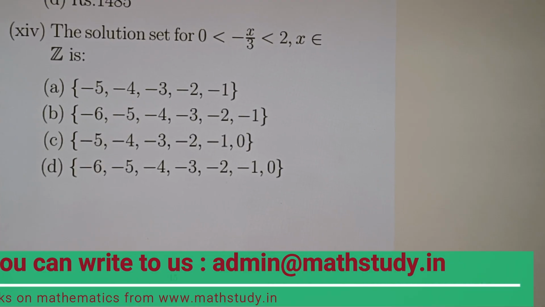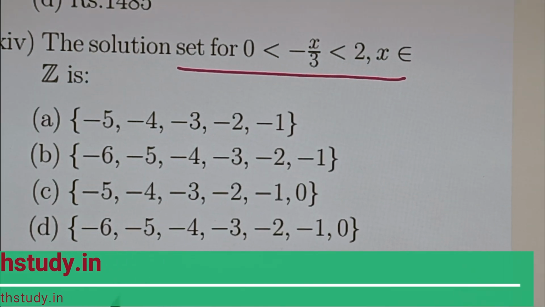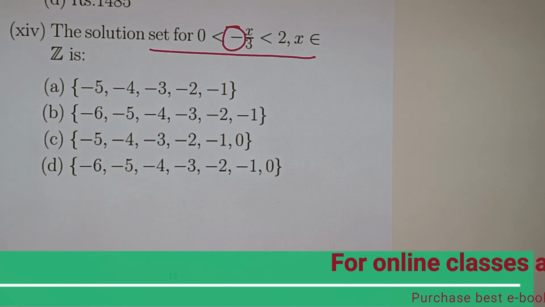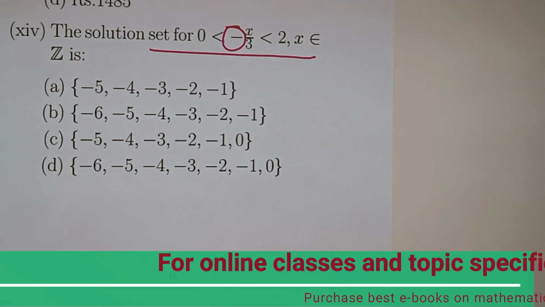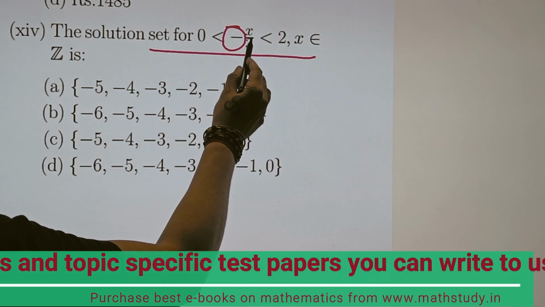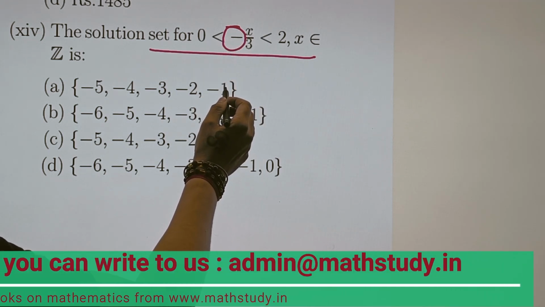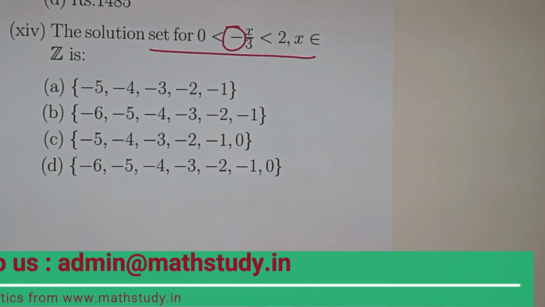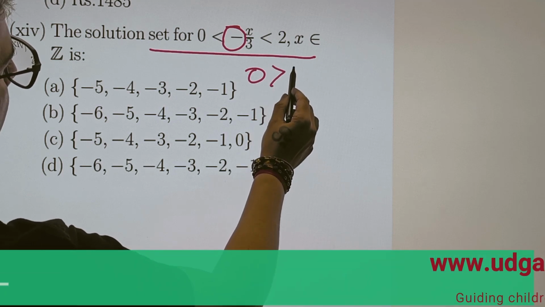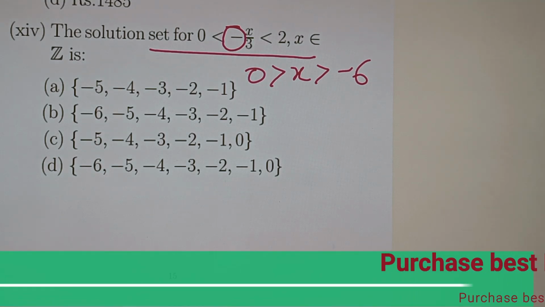So students, this is part 14 of question number first. Here it says the solution set of this. The confusing part is the negative sign given here. So we need to remove that negative sign and after that flip the inequality sign. We have to remove 3 as well and parallelly remove this negative sign. By multiplying the entire inequality with -3, we get 0 greater than x and greater than -6. Very simple.